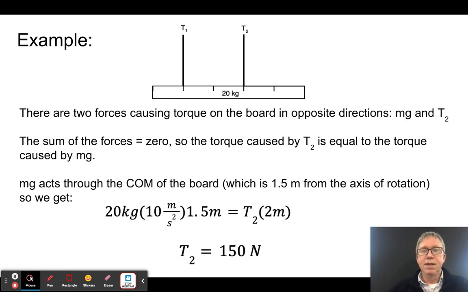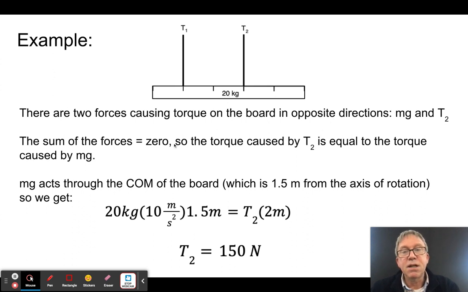So here's what I'm going to do. I'm going to say, here's my axis of rotation. So therefore, I know that gravitation is going to be 200 newtons, and it's going to act at the midpoint, at the center of mass of this board, which is the 2.5 meter mark. But the 2.5 meter mark, the center of mass of the board, is 1.5 meters away from the axis of rotation that I've chosen. So I'm going to say 20 kilograms times 10 meters per second squared times 1.5 meters.